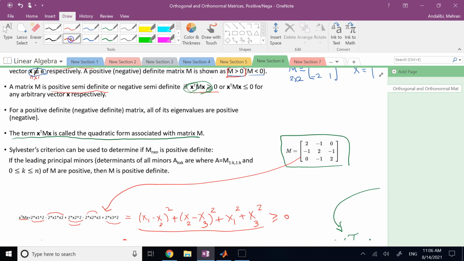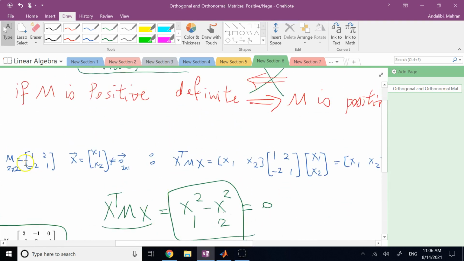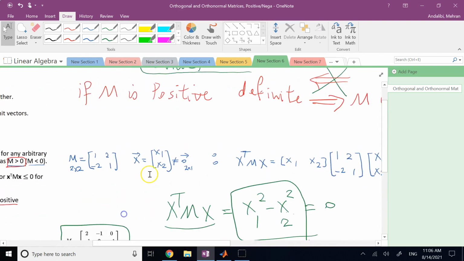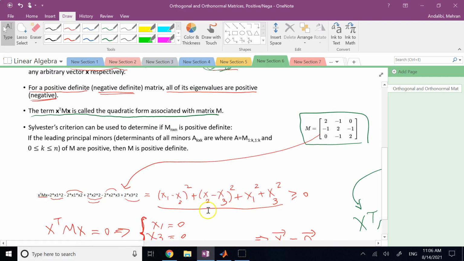It says if a matrix is positive definite, all of its eigenvalues are also positive. If a matrix is negative definite, then all of its eigenvalues are what? Negative. So if it is positive definite, then all eigenvalues have to be positive. Now, let's go back to this first matrix that we looked at, this 1, 2, negative 2, and 1, and see whether that's the case. And we can also look at this matrix, this guy here. Let's look at the eigenvalues of these two matrices and see what we can get.